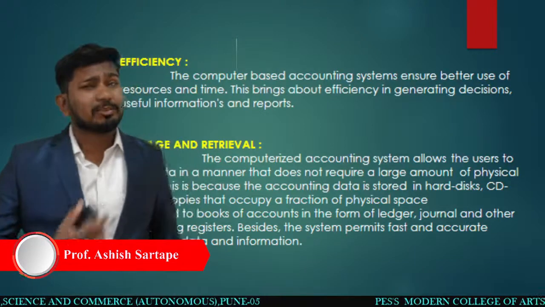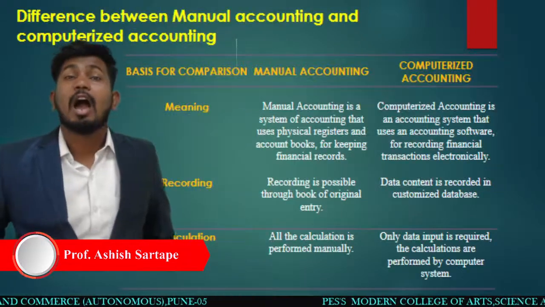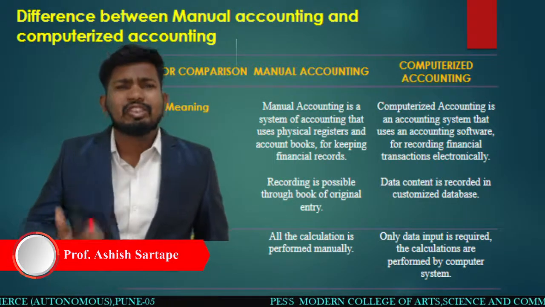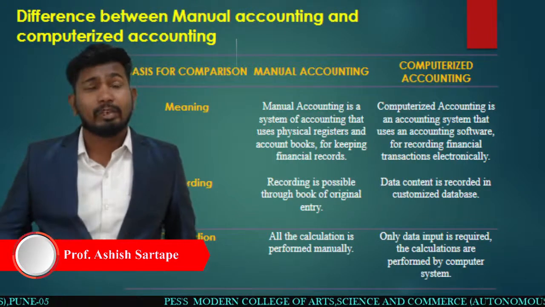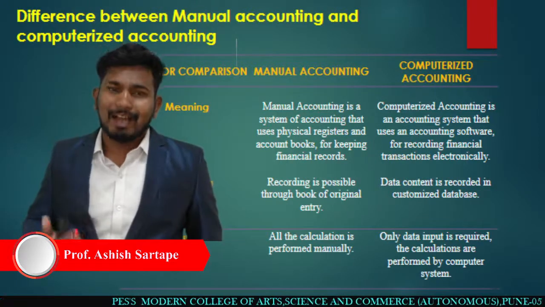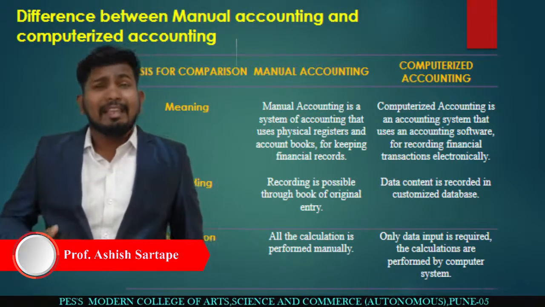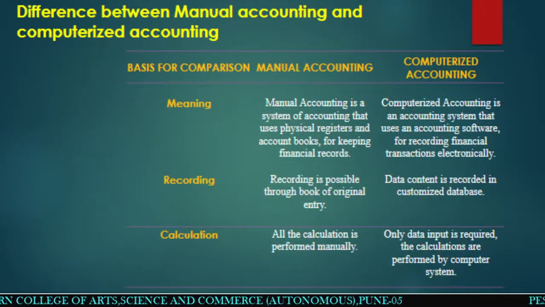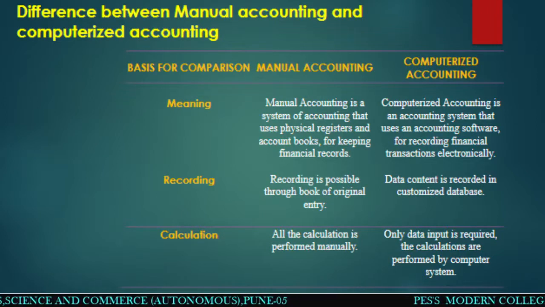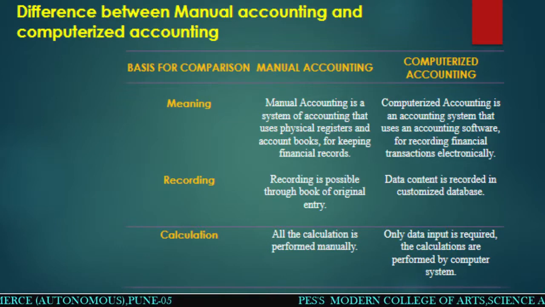Now, in the next point, we discuss the various differences between manual accounting and computerized accounting. Here I prepared one chart with three columns. One is the basis of comparison, the second column is manual accounting, and the third is computerized accounting.